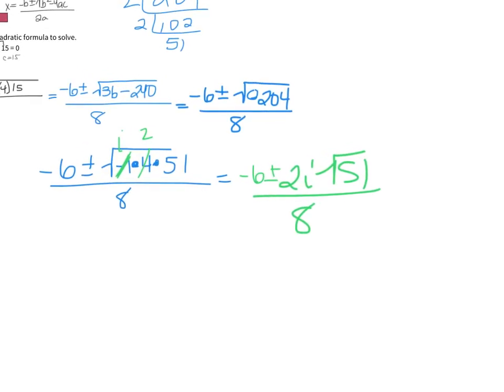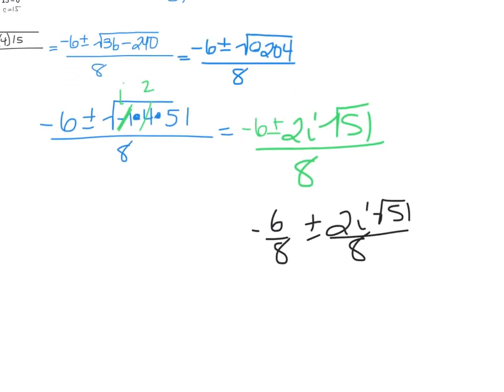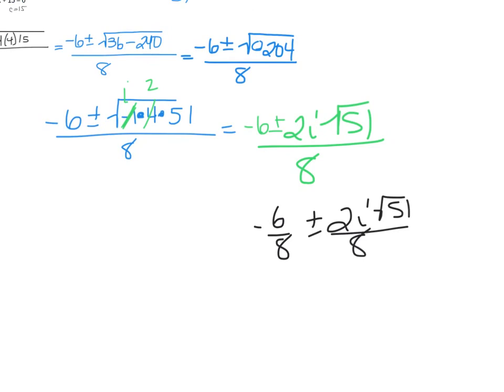I can do one more thing, which is what? Simplify everything by 2. Look, if I rewrite this, and sometimes it's easier to rewrite it, if I divide 6 and 8, what goes into both of those? 2, right? So I'm left with negative 3 over 4. So plus or minus, what goes into 2 and 8? So this would be i root 51 over 4.